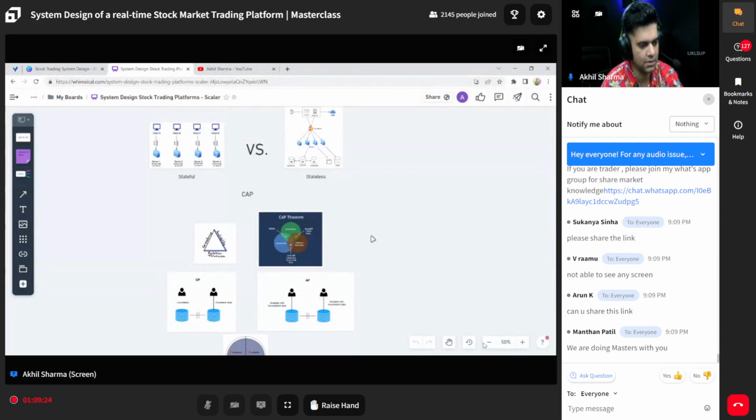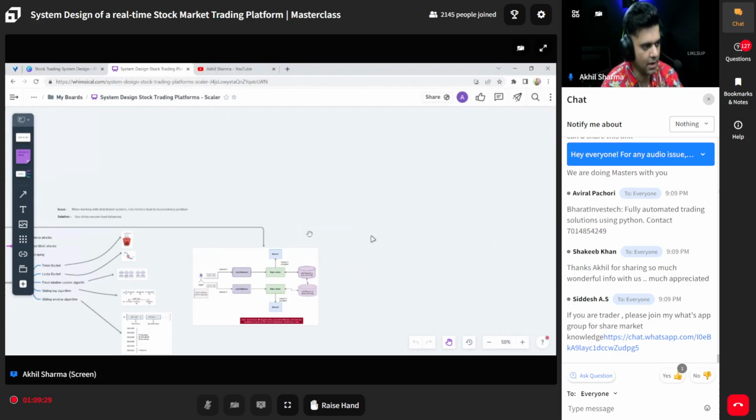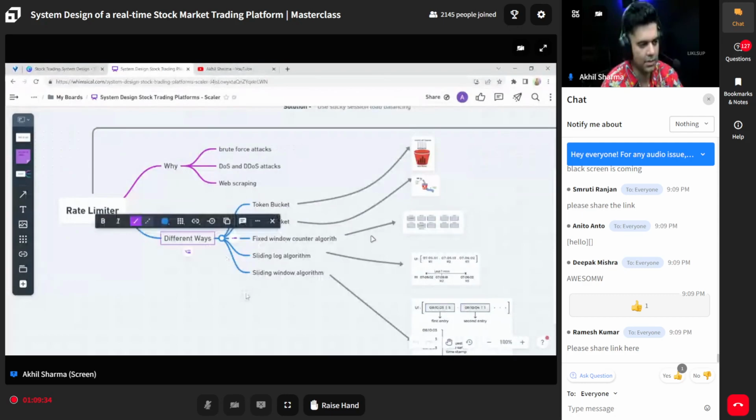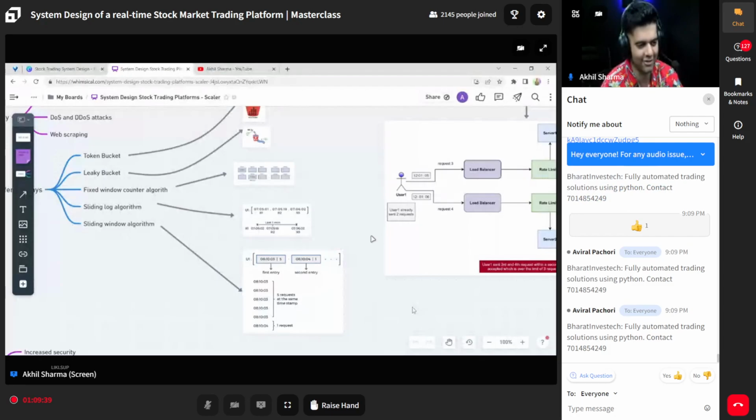Then you have information about rate limiting. So we talked about rate limiting, but there are so many different algorithms for rate limiting. How do all of them work? I've shown you with diagrams. You don't get this kind of information, guys, on the internet, right? Like with diagrams, you get all this information here.